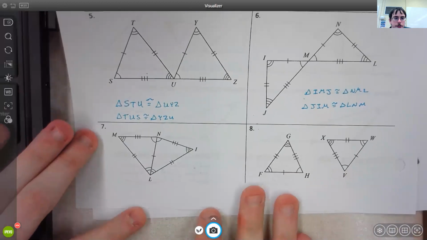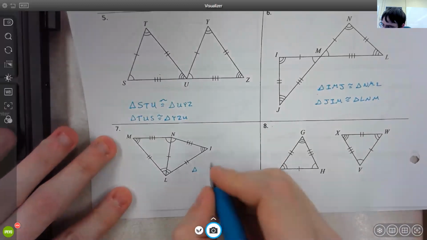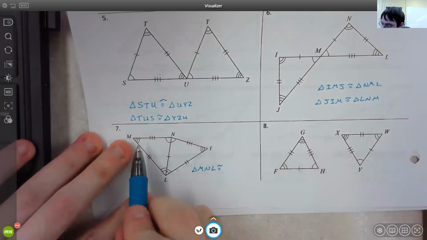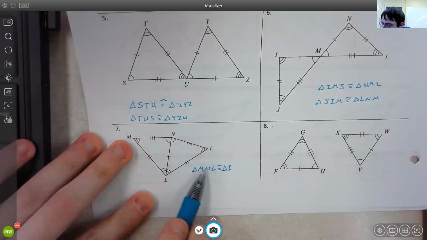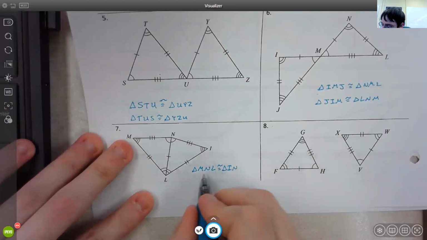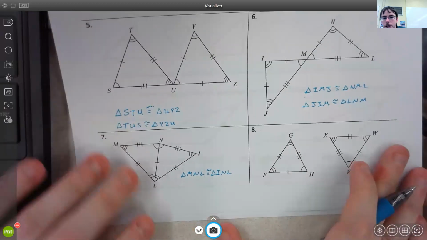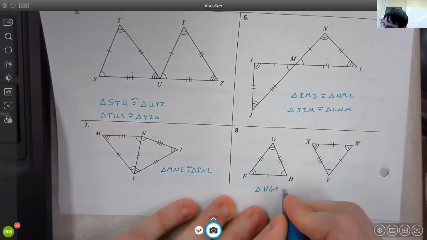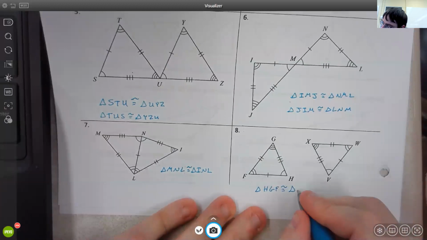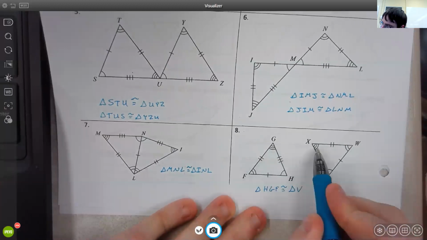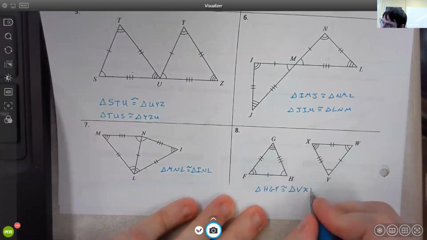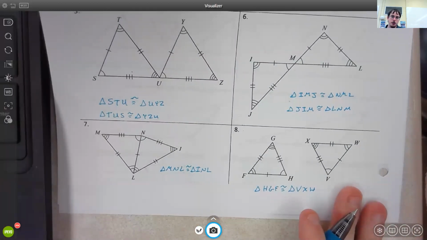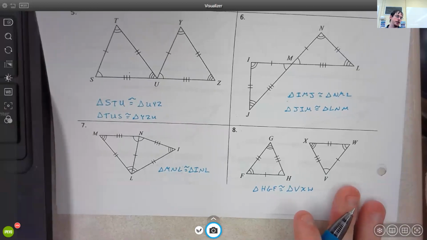Number 7, we could say we have triangle MNL, congruent. M matches up with I. Then we go to N because it also has one here, and then L. And then number 8, we could say that we have triangle HGF, which is congruent. H matches up with V, G matches up with X, and F matches up with W. They don't have to be in this exact order. Again, there's 6 different ways you can write them. So if you got one that makes sense, good on you.